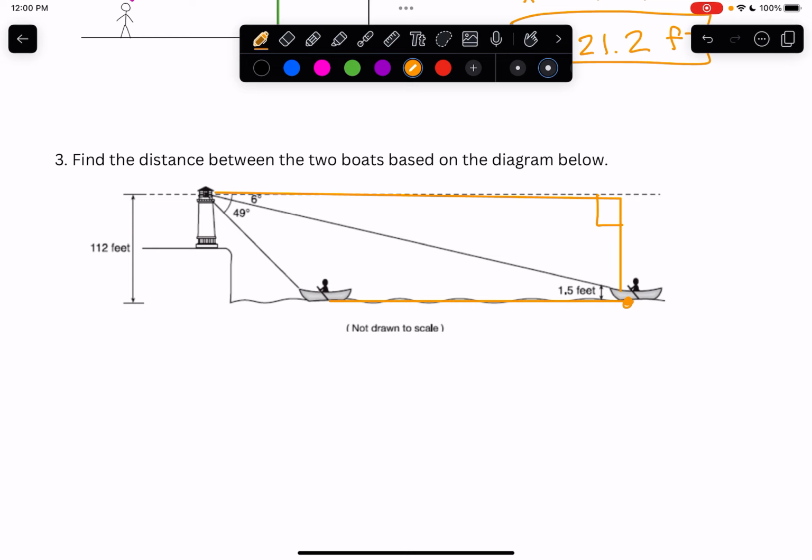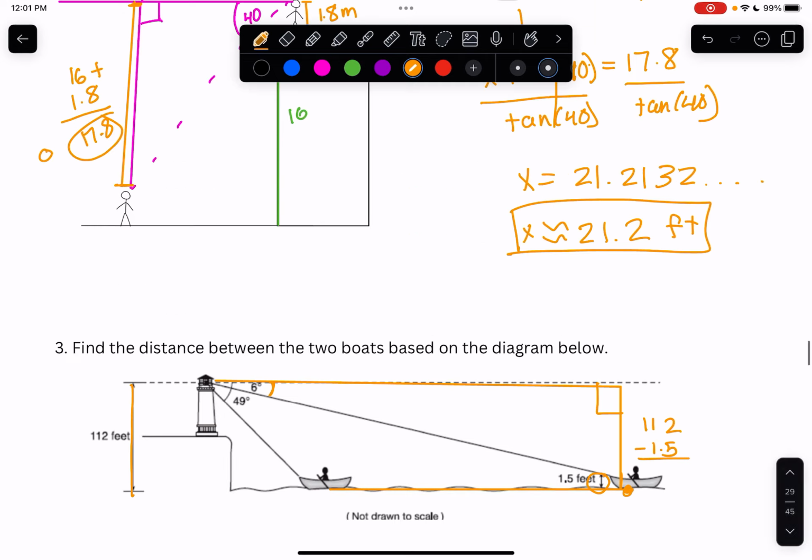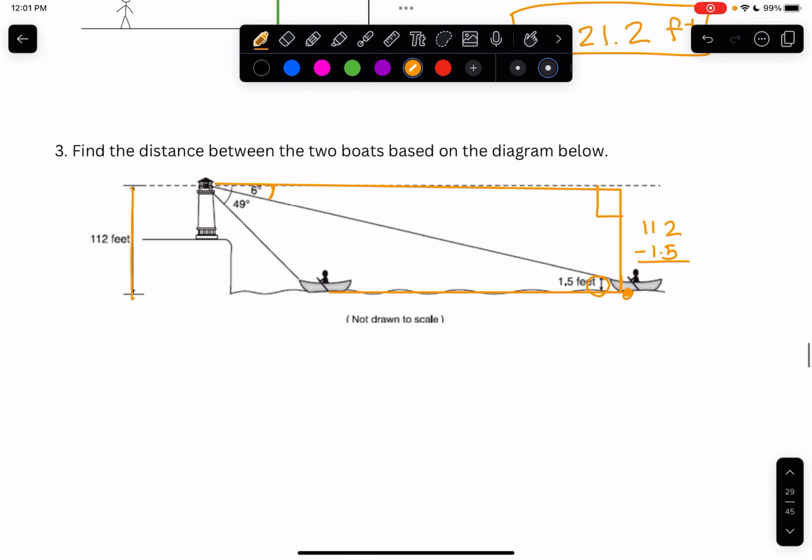They tell me that the entire vertical distance is 112. This angle right here is 6. So I have 112, which goes all the way to the bottom. So there's a 1.5 feet here, so I have to subtract 1.5 feet. It's not going all the way. So I have 110.5 is my vertical distance.